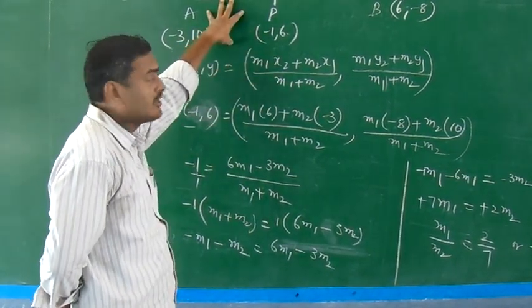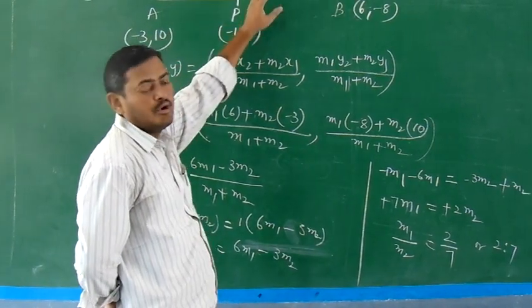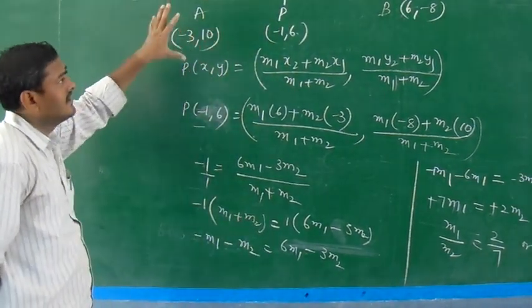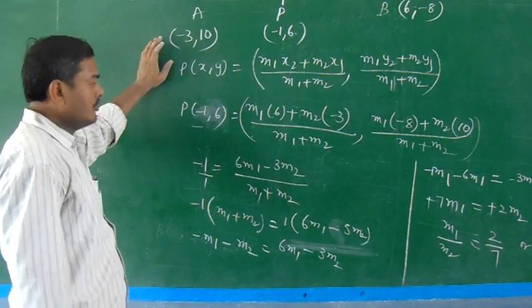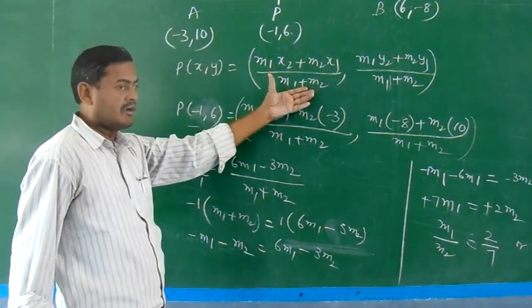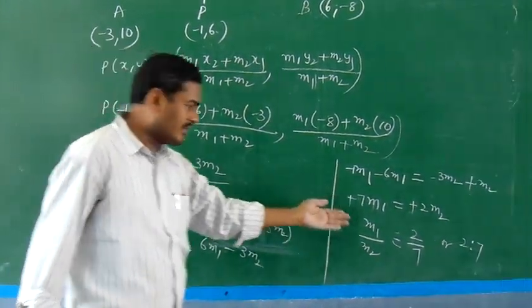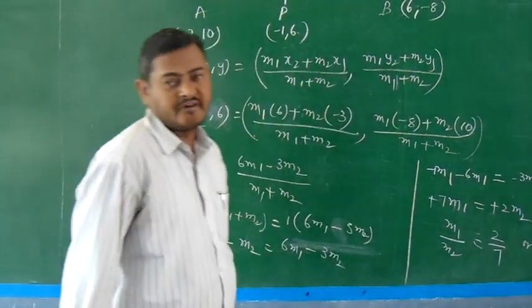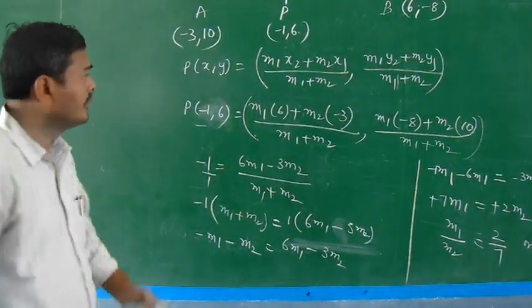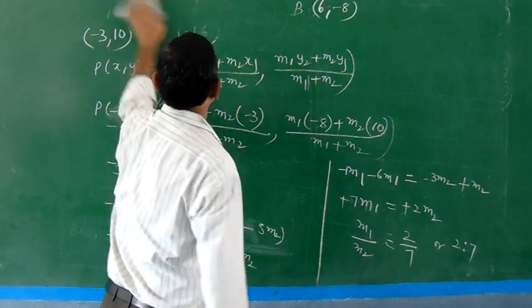So what are we going to find out? The ratio, which we don't know. That ratio will be taken as m1 is to m2. Now we apply the section formula. Then what do we get? m1 by m2 equal to 2 is to 7.